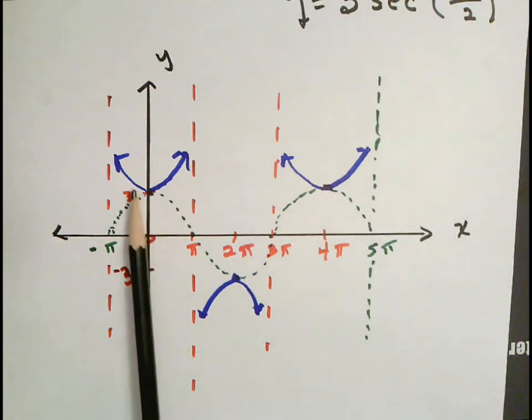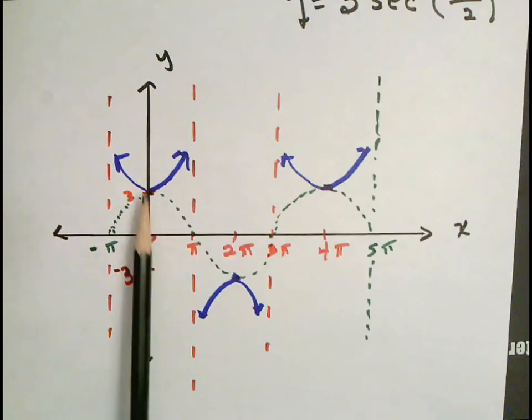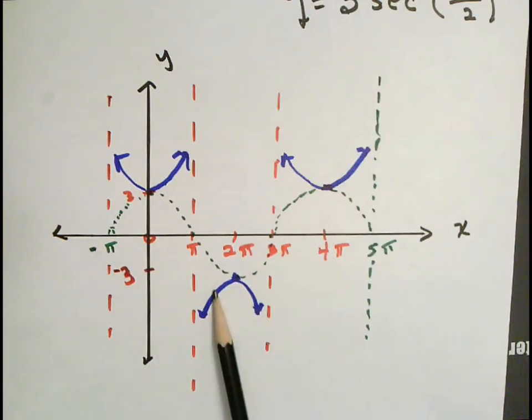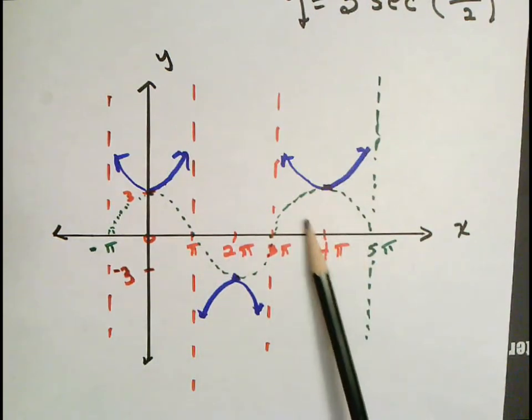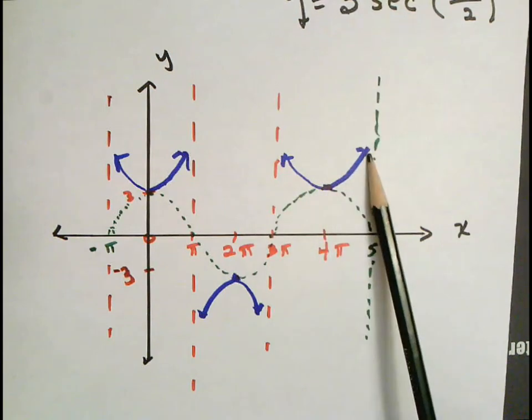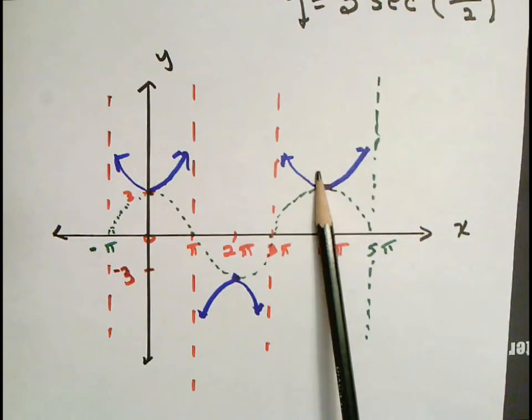So here is a concave up. So this is going to be a minimum at 0, 3. Here is a concave down. So it's going to be a maximum at 2 pi comma negative 3. And here is another concave up. So we're going to have a minimum right here at 4 pi, 3.